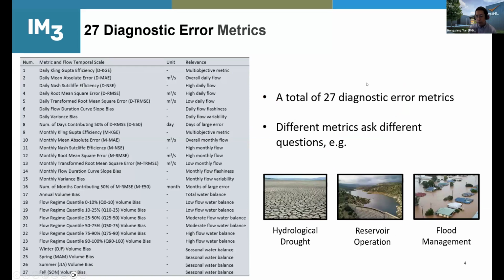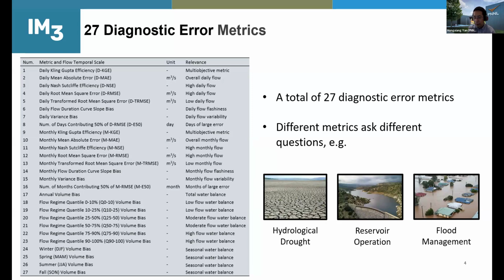In the first phase, for the large ensemble diagnostic, we chose a very comprehensive list, including a total of 27 diagnostic error metrics. In the table on the left, you can see we have different temporal scales from daily to monthly, as well as annual water balance, and also different hydrological regimes, such as low flow, high flow, and different seasons too.